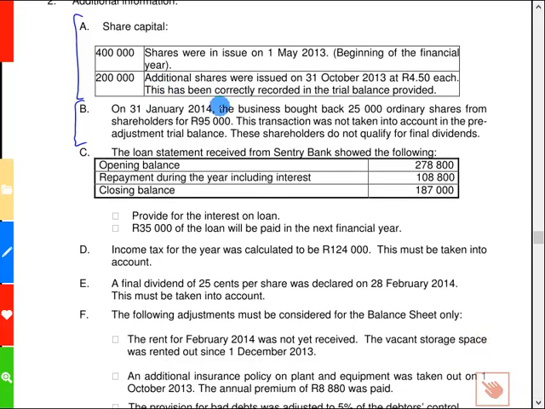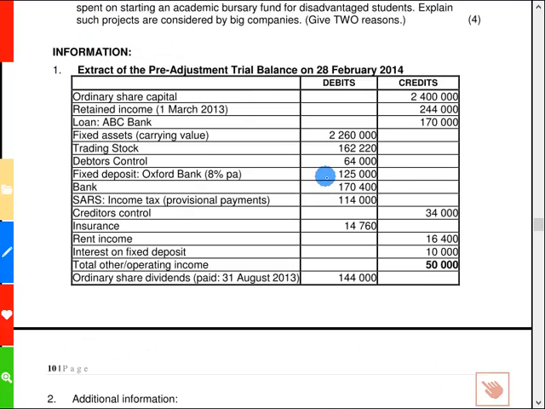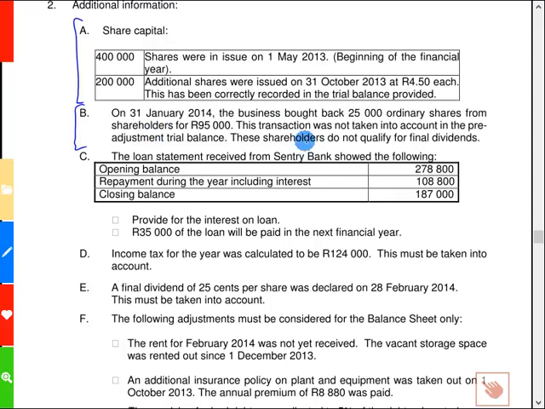The loan statement received from Century Bank showed the following. Opening balance of 278,800. Just have a look here quickly. This should actually have said your pre-adjustment trial balance says loan from ABC Bank, and your additional information should also have said ABC Bank, because it's the same bank that they're referring to, the same loan. Opening balance is 278,000. Then we've made some repayments, and the closing balance comes to 187.